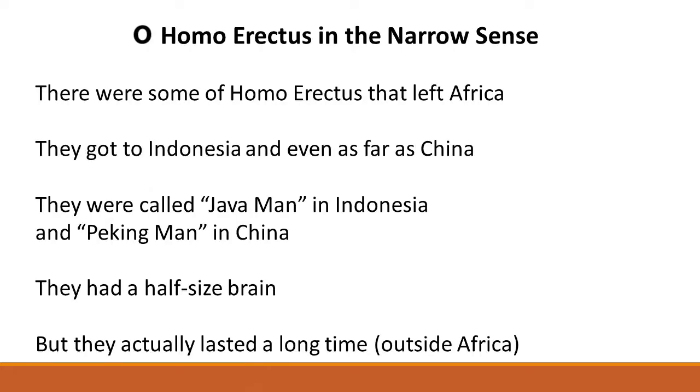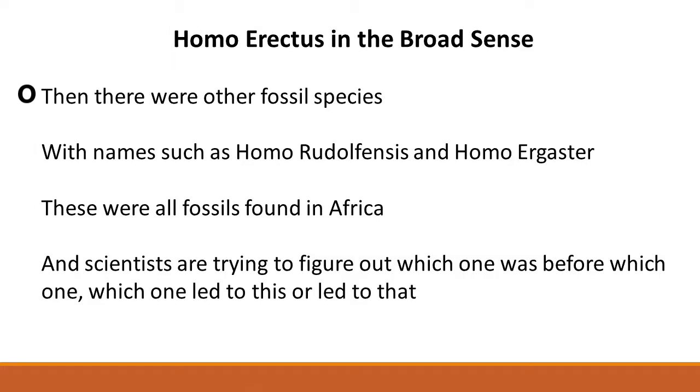Homo erectus in the narrow sense is there were some of the Homo erectus that left Africa and they got to Indonesia and even as far as China. They were called Java man in Indonesia and Peking man in China. It's about a half-size brain. But they actually lasted a long time, that species, Homo erectus in the narrow sense. Then there's others, they're called things like Homo rudolfensis or Homo ergaster. These are all fossils found in Africa.